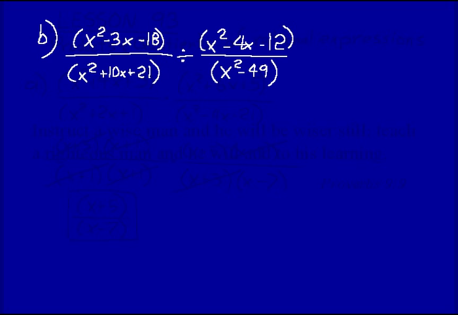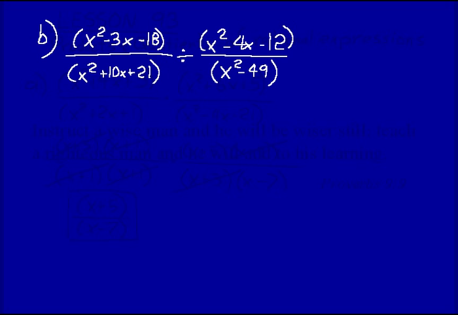Let's do one more. Now this one is a division problem. And on division, just like if you had a complex fraction, you invert the denominator and multiply above and below by that. It's the same idea here. You invert that second part, or the divisor, and multiply by it instead of dividing.